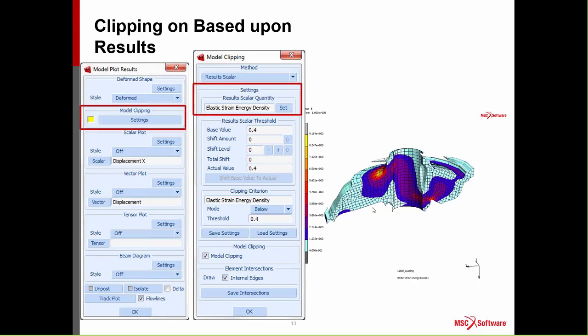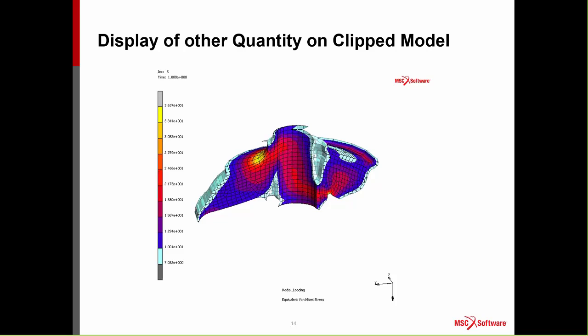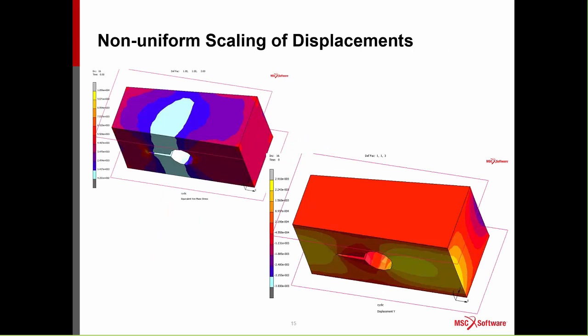And then what you can do beyond that is you can say, okay, now that I have that set of elements, why don't I take a look at what the von Mises stresses are? So we're seeing one quantity, the von Mises stresses, on those elements that have the region of the highest strain energy. So it's a very powerful procedure.